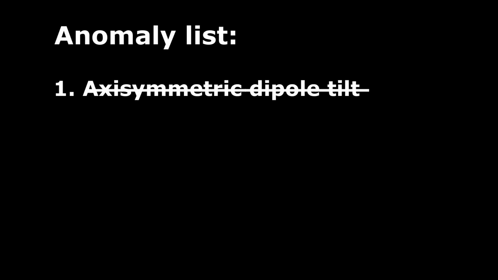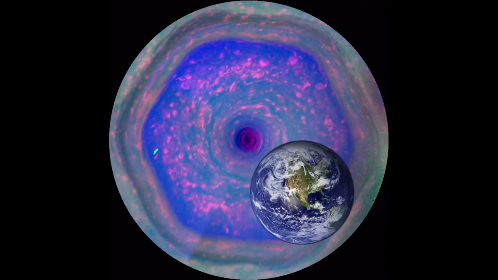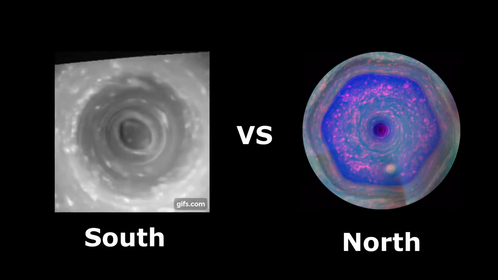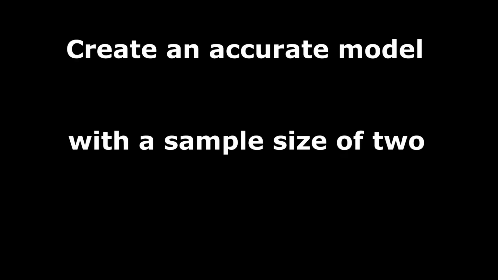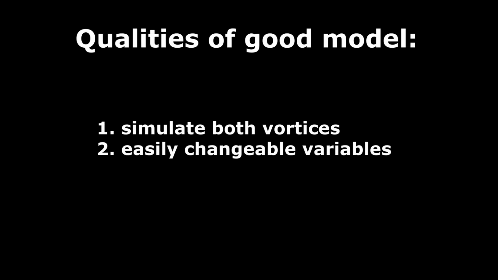Another anomaly we can observe on Saturn is its hexagonal cloud at the northern hemisphere, with a radius of Earth's diameter. There is also a southern counterpart, which fades in comparison to its northern cousin. It is more circular and unstable. Therefore, we can create an accurate model with a sample size of 2, a north and a south. In theory, a good single model can simulate both vortices by changing initial conditions. And a good single model we have is the rotating shallow water model.